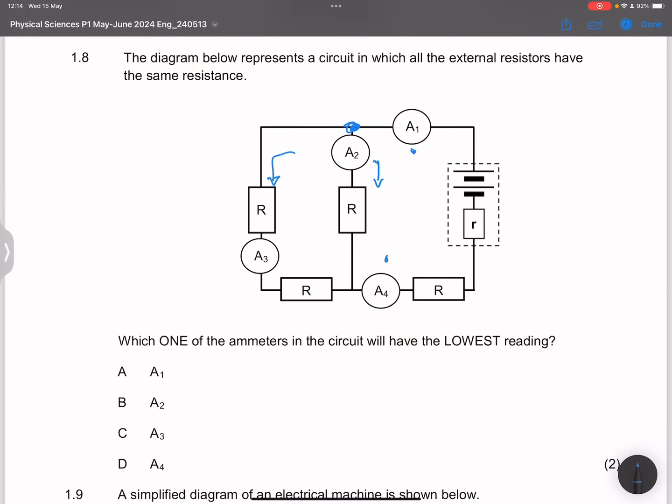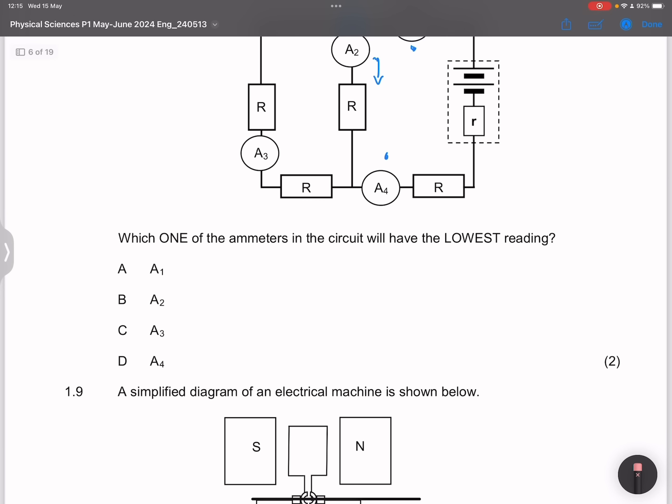Now in which branch do we have the highest resistance, right? Definitely we'd have the highest resistance here because there are two resistors. Remember, more resistance means less current. So at the end of the day, it means A3 will actually give us the lowest reading. And so that is option C. All right.